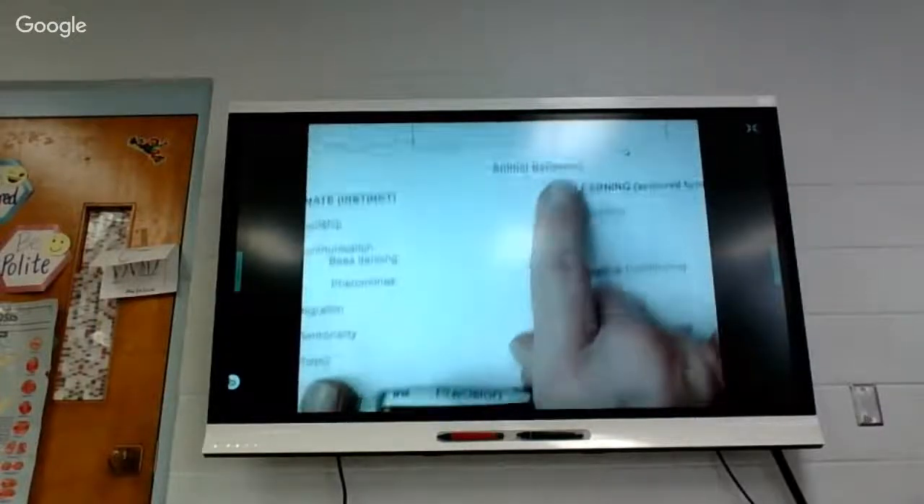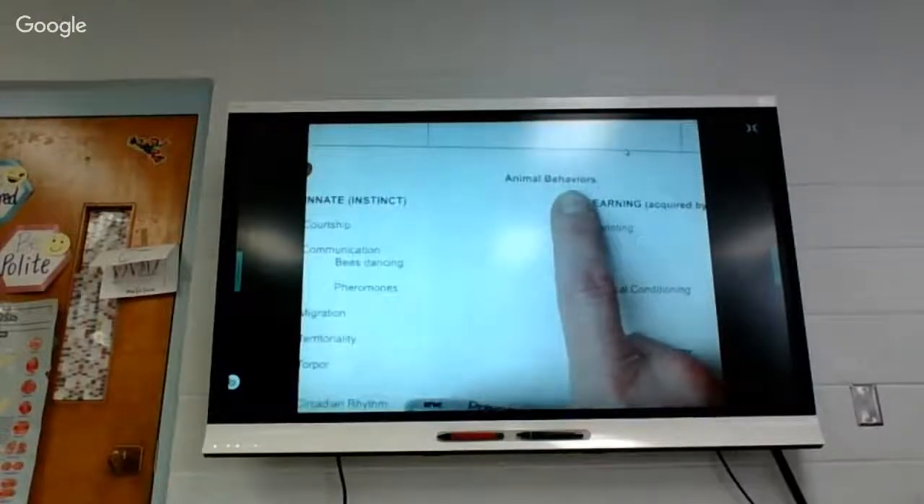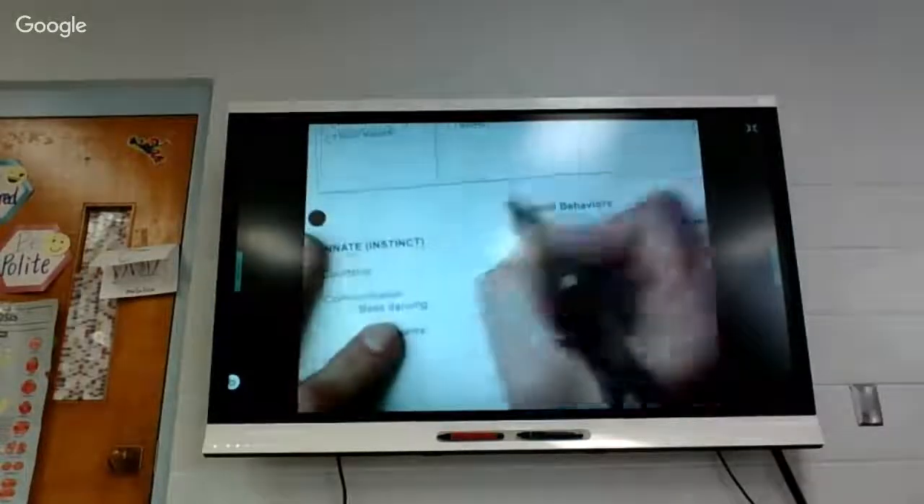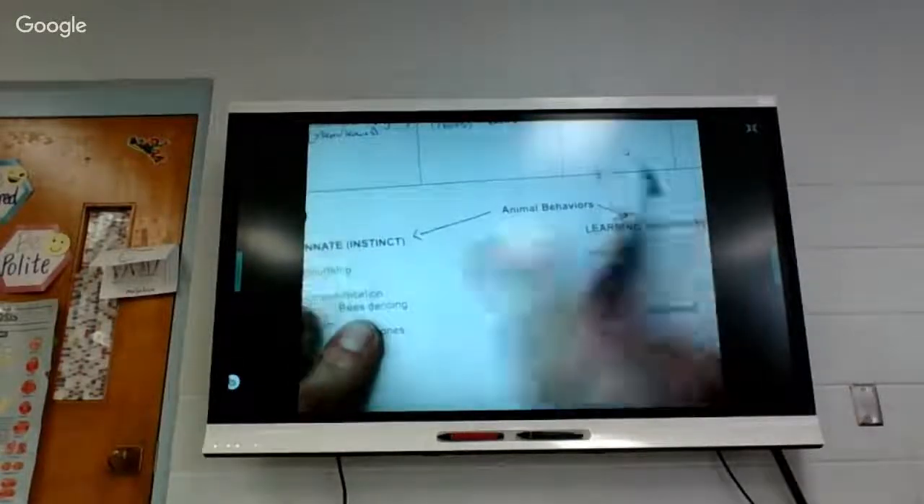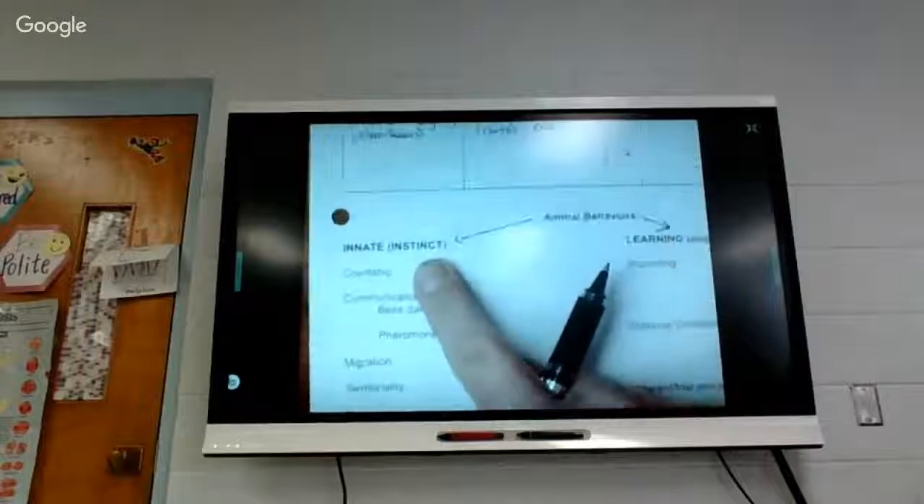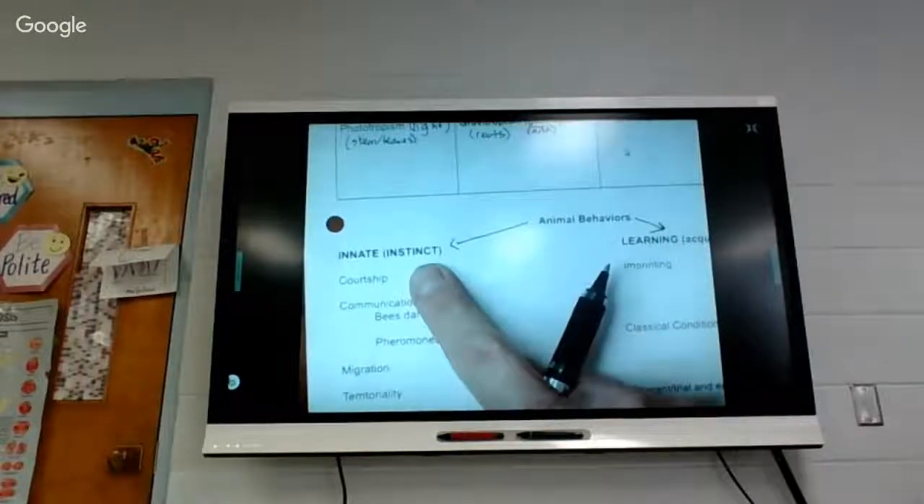So if we go down to behavior, we want to distinguish between innate versus learned behavior. So if something is innate, what's the difference? What is that? Innate or instinct? They're born knowing how to do it. They don't think about it. Yeah, you're born knowing it.